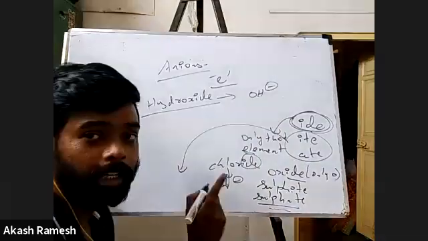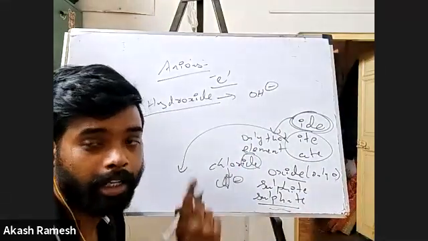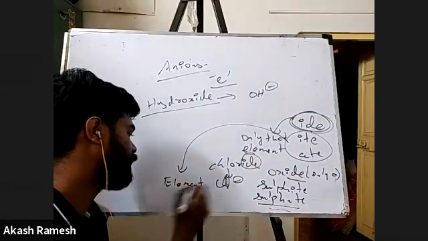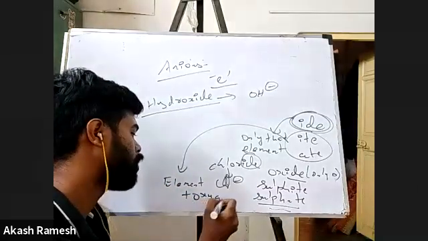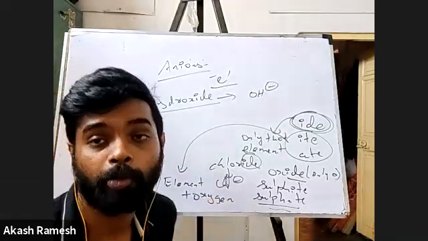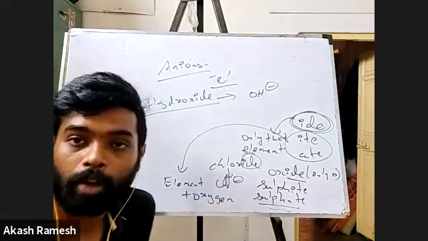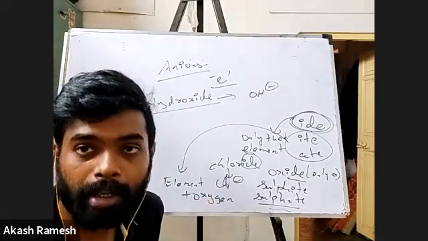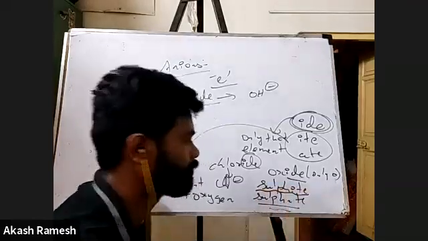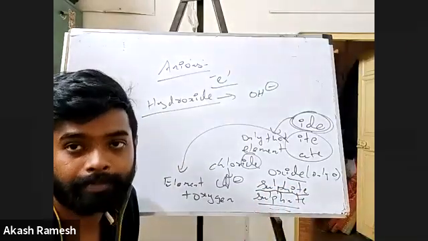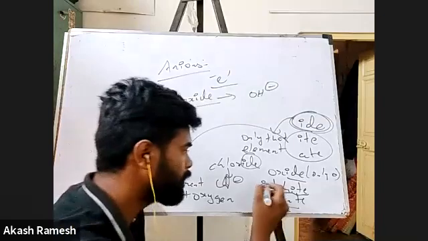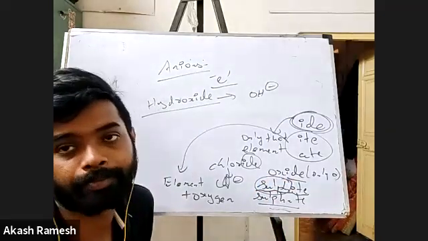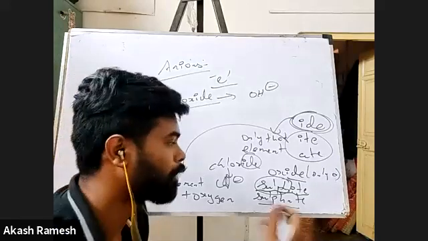ITE and ATE. By the moment you see ITE and ATE, what you have to understand is there is going to be one element, right? And that element is going to be present along with oxygen. For example, if I write sulphite, ITE, it's ending, right? So what do you see from the first part, sulph? You can understand that sulfur is there, right? And you have to look at the second part.